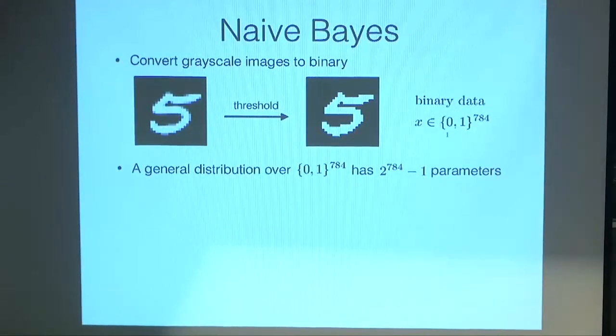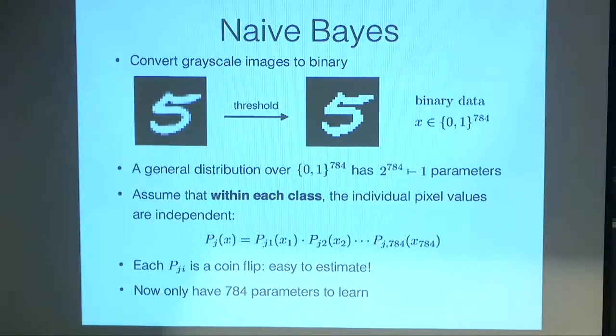In this big space, there are 2 to the power of 784 possible values, all possible black and white images that you can have. So if you want to build a general probabilistic model over this big space, then you need to specify 2 to the power of 784 minus 1 parameters. You need to specify all these numbers that sum up to 1. And this is just a very, very big number. There is no way we can learn all of these parameters. But remember our naive Bayes assumption: within every class, so within every bin, if you know that you're in bin 5, you assume that all the pixel values are independent. What that means is that this distribution Pj of x actually factorizes into the product over all these individual pixel values, right?